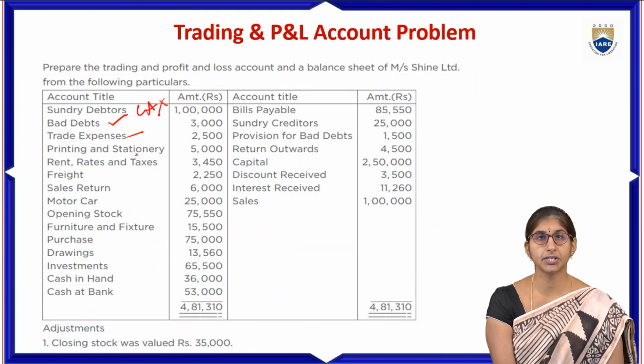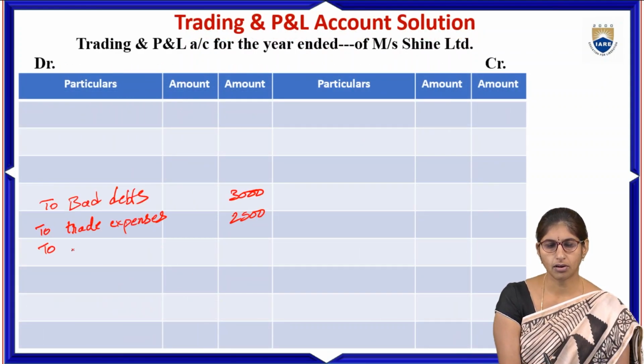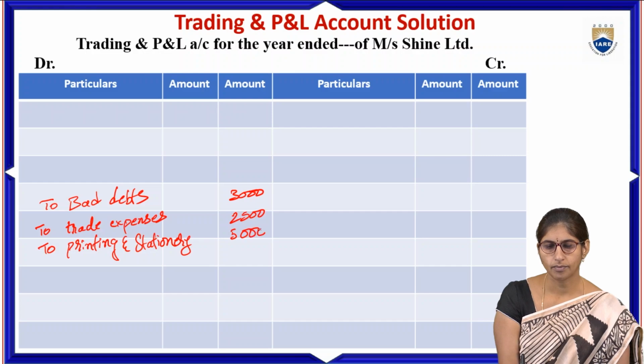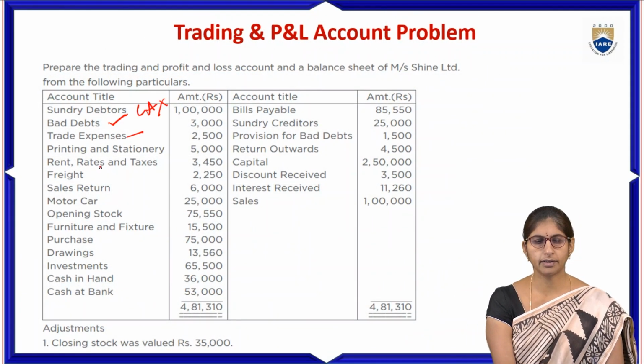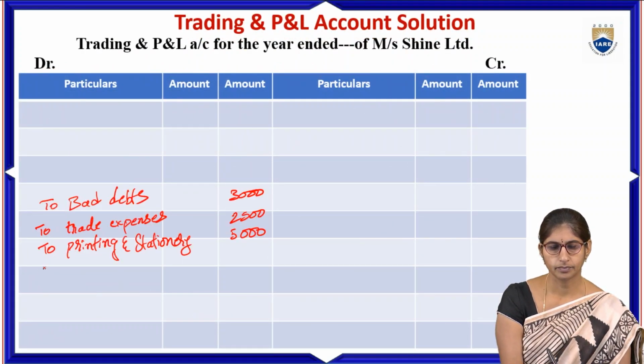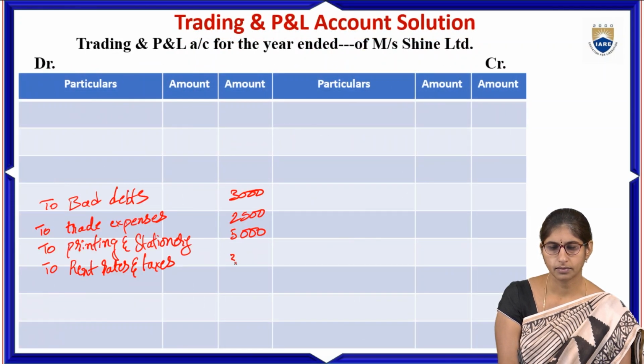Next one is printing and stationery. It is indirect expenditure, so we have to record in the profit and loss account. Next one, rent, rates and taxes. It is also indirect expenses. To rent, rates and taxes, $3,450.